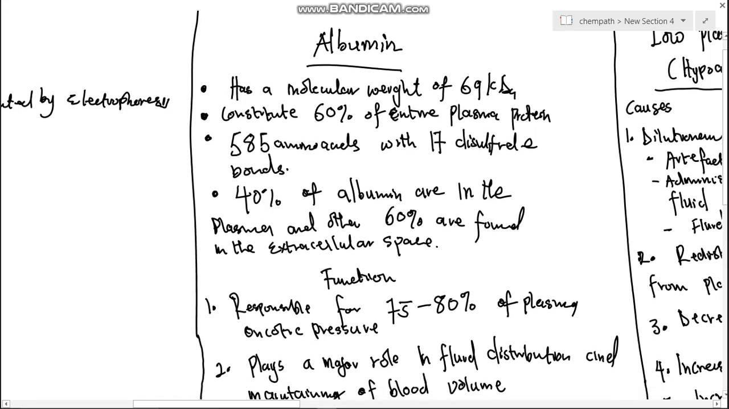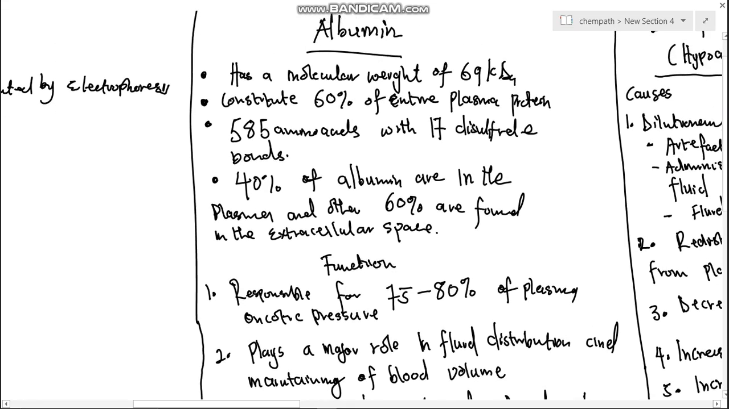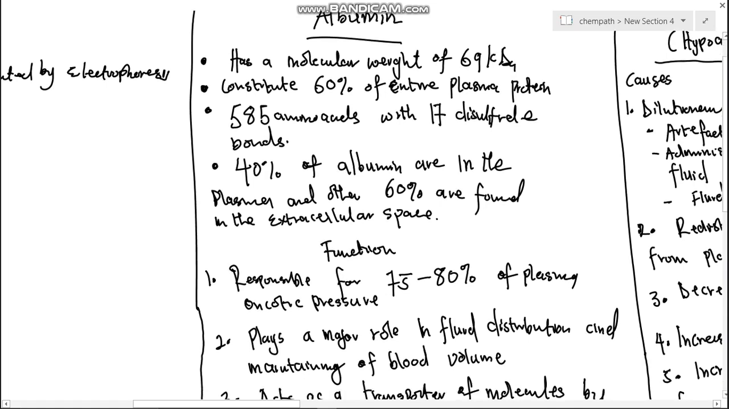Then 40% of the albumin is in the plasma, and the other 60% is found in the extracellular space. So of the overall albumin, only 40% is found within the plasma. The rest is found in the interstitial spaces as well. Now let's go ahead and talk about the function of albumin.